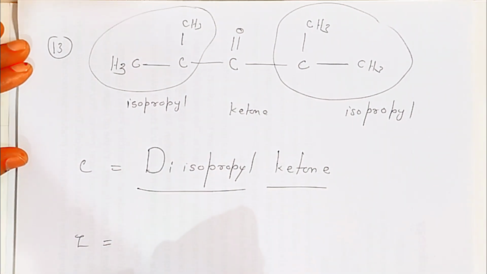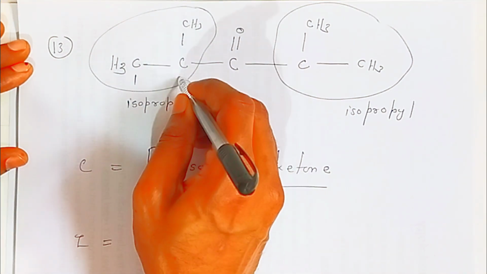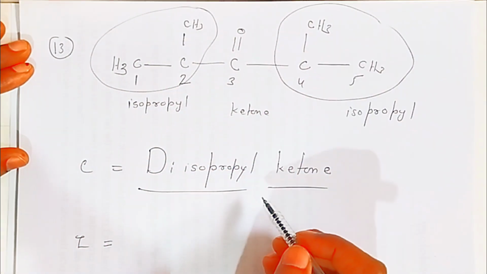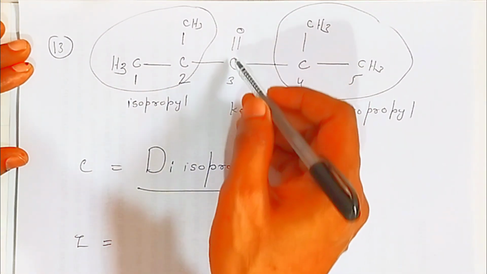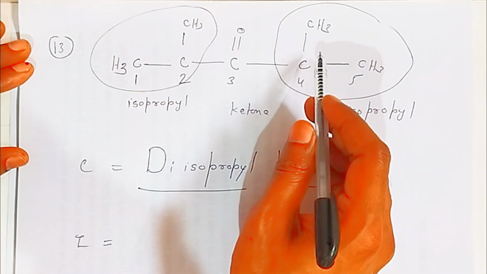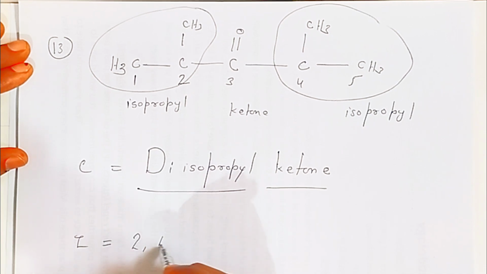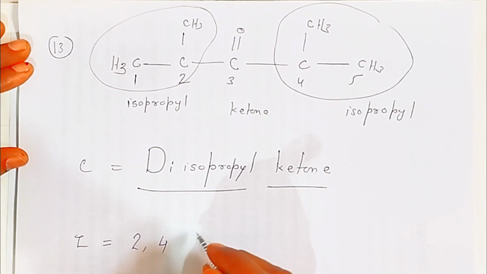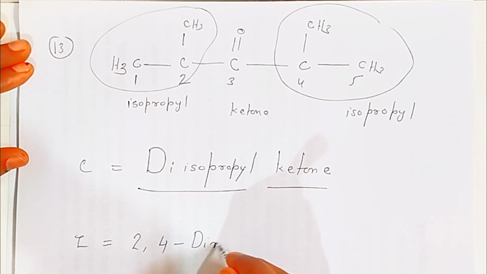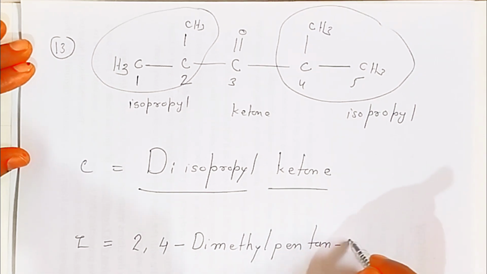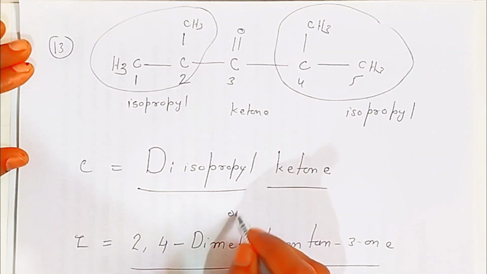Now in the IUPAC system, students, you have to give the numbers. You have to start with the elongation of the carbon chain. So this way you can number the carbons. This is carbon number 1, 2, 3, 4 and 5. This will be the longest chain, so it is called pentane. At carbon number 3 you have the carbonyl group, so it is called pentan-3-one. But at carbon number 2 and carbon number 4 you have methyl groups. So for locations 2 and 4 with the same methyl group, we have to use the word di. 2,4-dimethyl pentan-3-one is the name of this molecule in the IUPAC system.